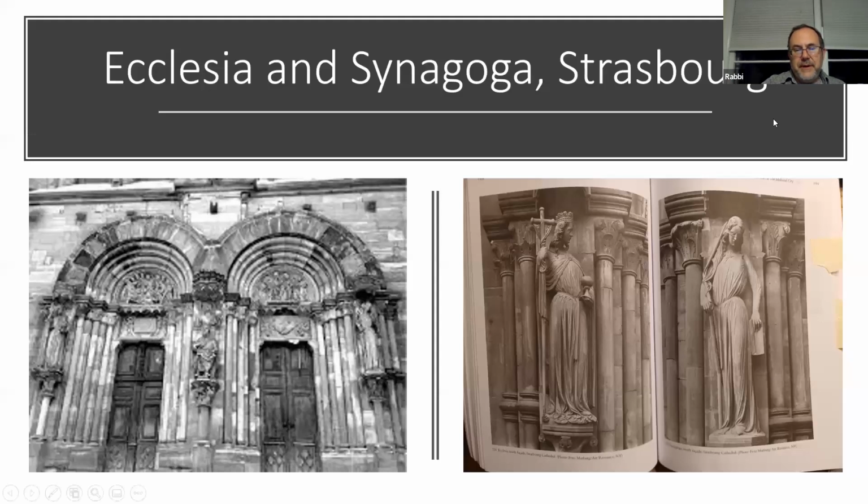One more city is Strasbourg. Strasbourg is in France. It's the capital of Alsace, which is on the border between France and Germany. For much of history, it was in Germany as well. And I visited Strasbourg with Ala this October, and I had wanted to see the Synagoga and Ecclesia statues because it's one of the most impressive there.